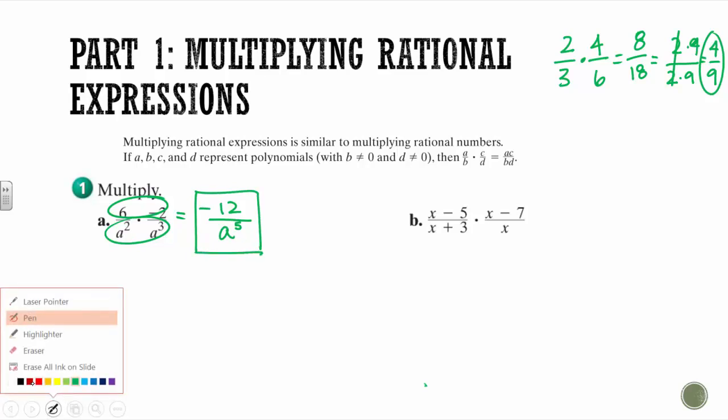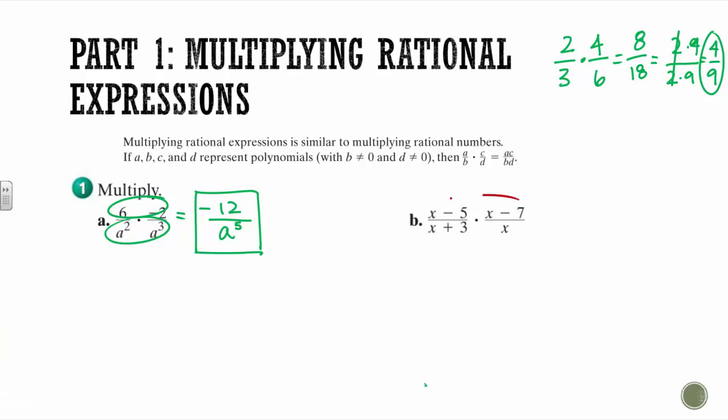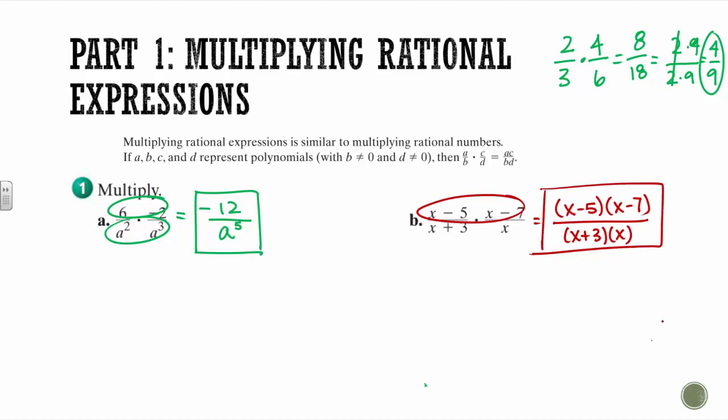Next problem's a little tougher, but not too bad. We multiply what's on top together. So we have x minus 5 times x minus 7. And multiply what's on bottom, x plus 3 times x. And then we're just going to leave it like this. I know it doesn't look nice and pretty, and we could double distribute this out and end up with something, but we're going to end up doing more stuff with this where we want them in their factors. So once you've checked that nothing can cross off and nothing can be factored down, you're done. That's it. Leave it messy like that.